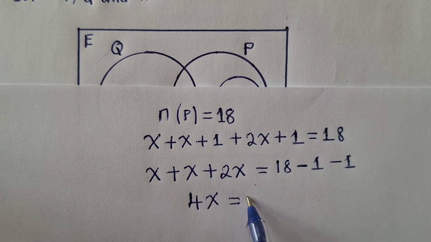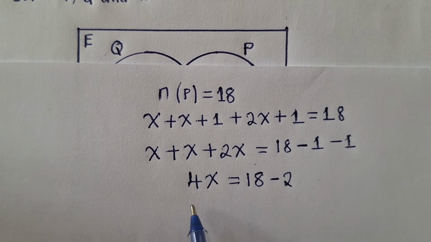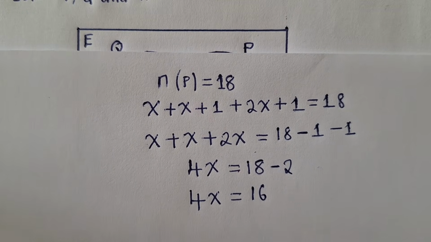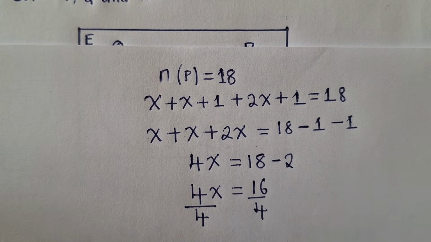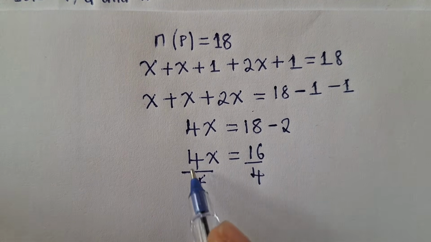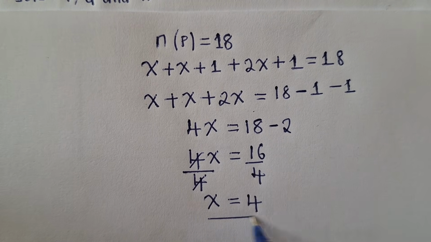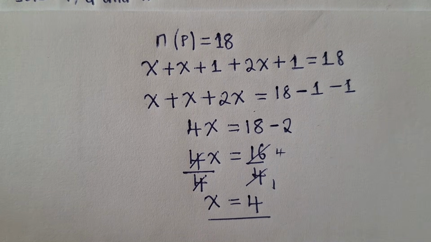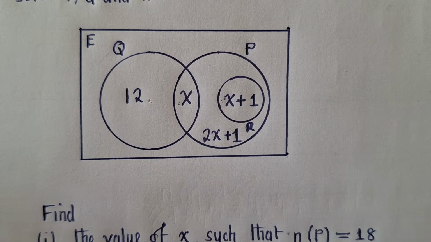Which is equal to 18 minus 2. So we shall say 4x is equal to 16. 18 minus 2 will give us 16. We divide by 4 here. The value of x will simply be equal to 4. This is because 4 into 4 it's 1, into 16 it's 4. So that's the solution for question 1.